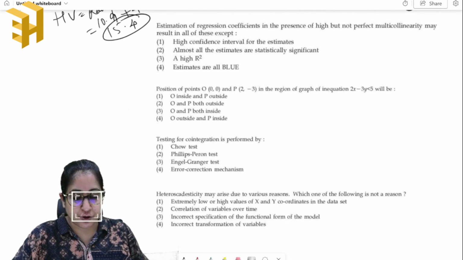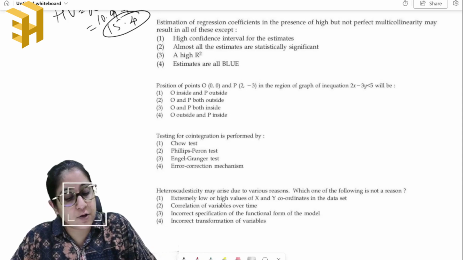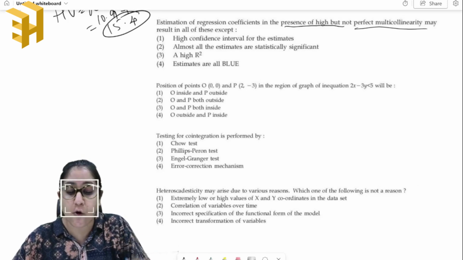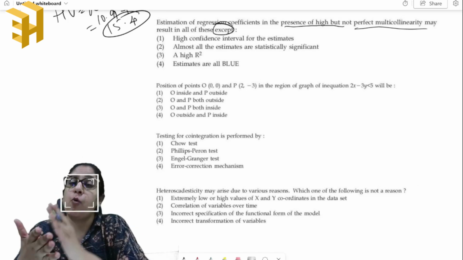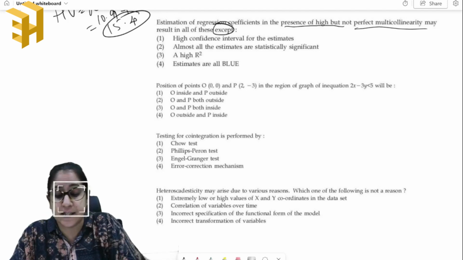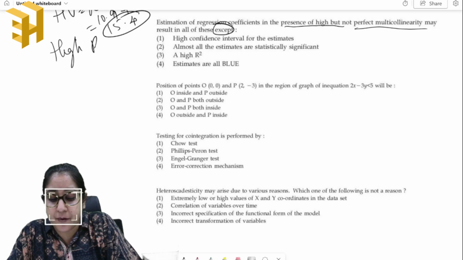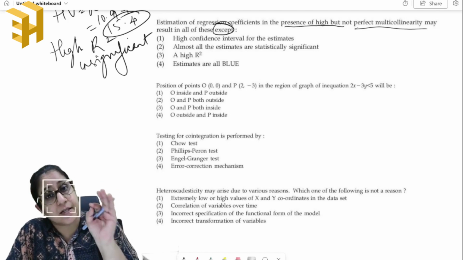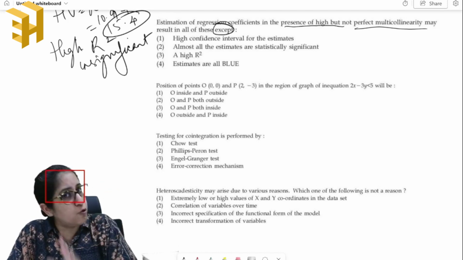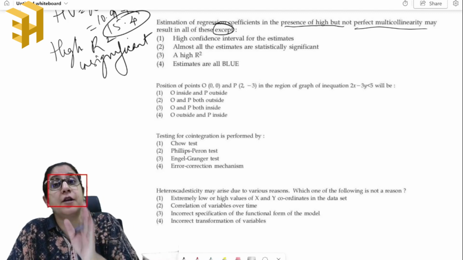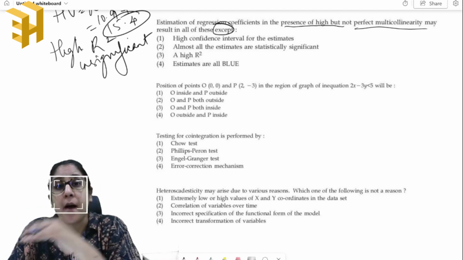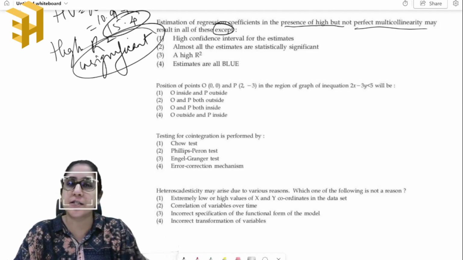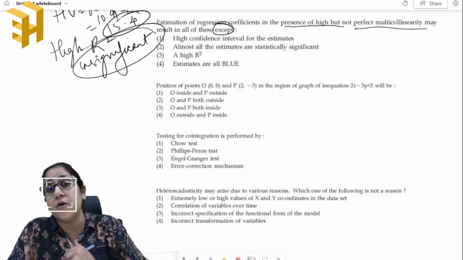Next question. Estimation of regression coefficients in the presence of high but not perfect multicollinearity may result in all of these except. Now, one of the basic tests of multicollinearity is that the R square will be high, but the estimates would be insignificant. This means that the exogenous variables used in the model are helpful in determining the value of the endogenous variable, but the estimates of those explanatory variables are insignificant. How is that possible? So this is one of the basic tests for multicollinearity.